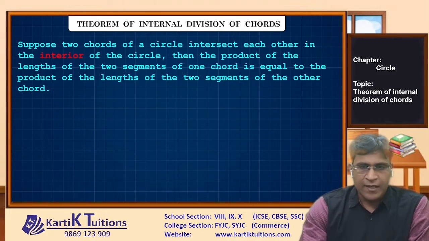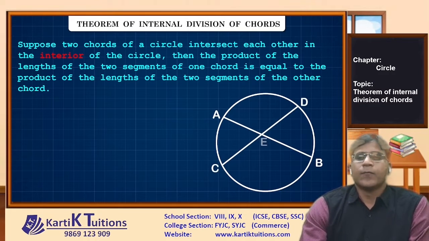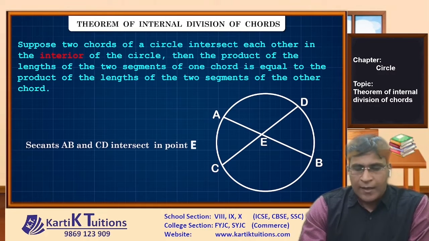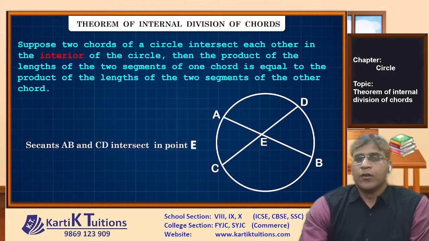Let's understand it. See, I have a circle. Now I take the two chords AB and CD, and they are intersecting at point E. That intersection is inside the circle. Please take a note of this, because in the next video we are going to talk about the theorem of external division of chords. So understand the difference. Here they are intersecting at point E, which lies inside the circle.